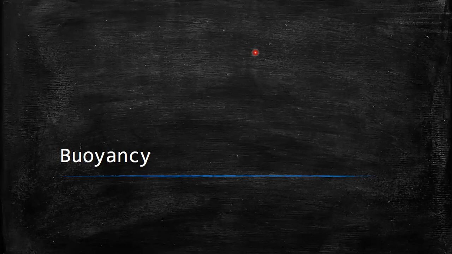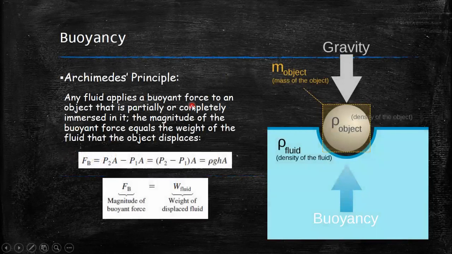Archimedes' principle states that any fluid applies a buoyant force to an object that is partially or completely immersed in it. The magnitude of the buoyant force equals the weight of the fluid that the object displaces.